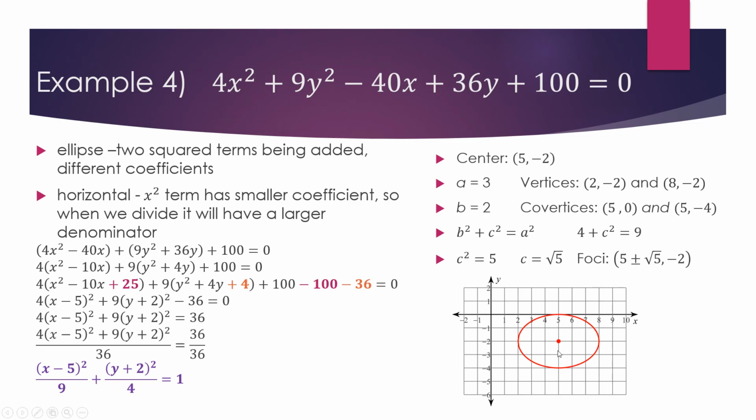To make our graph, you start with your center at 5, negative 2. Plot your vertices, so 2, negative 2, and 8, negative 2. Your co-vertices at 5, 0, and 5, negative 4. You can connect them to make your ellipse.